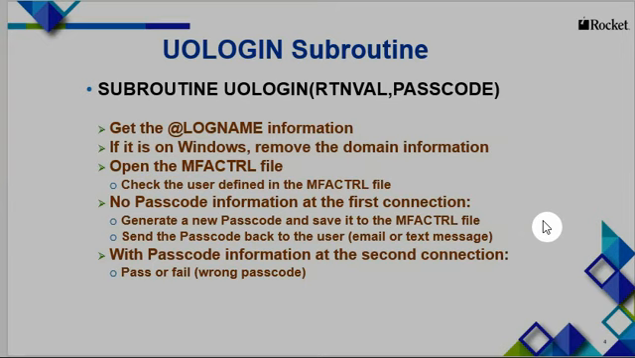When you connect the first time from your client to the server, there is basically no passcode. When the server receives no passcode, it will generate the passcode the first time and put it in the MFA control file. Then it needs a way to send the passcode back to the user by email or text message. The second time, when they connect again, it will validate your passcode against the code defined in the MFA control file. I will show you one by one how it works with the UO server.